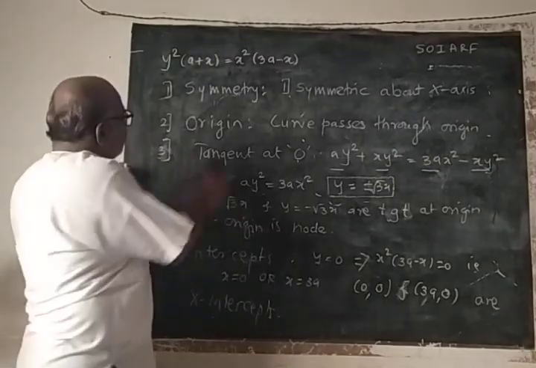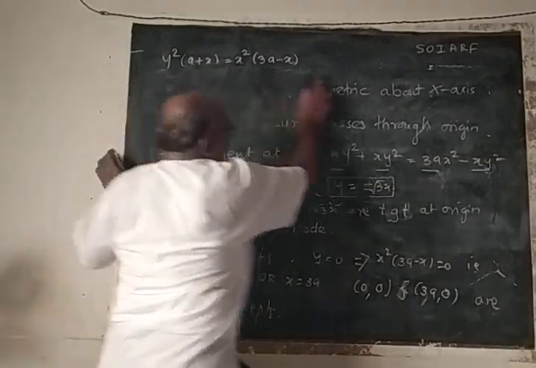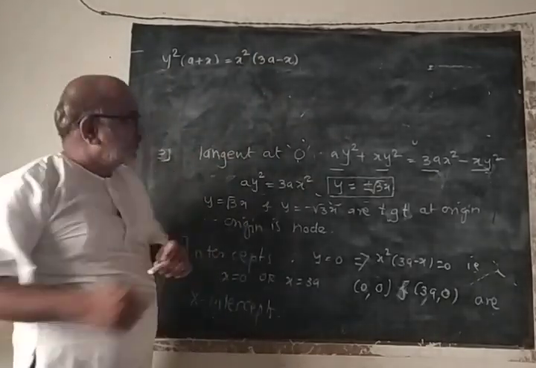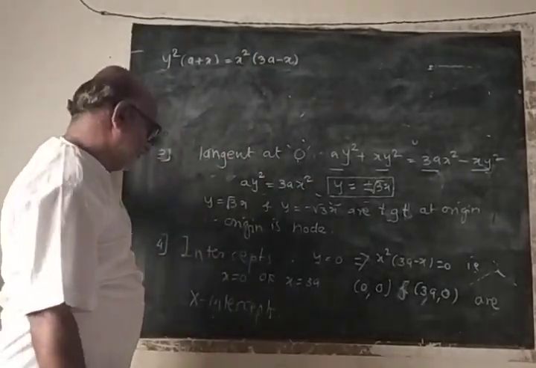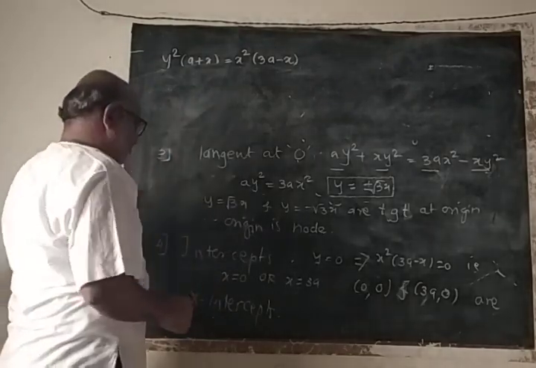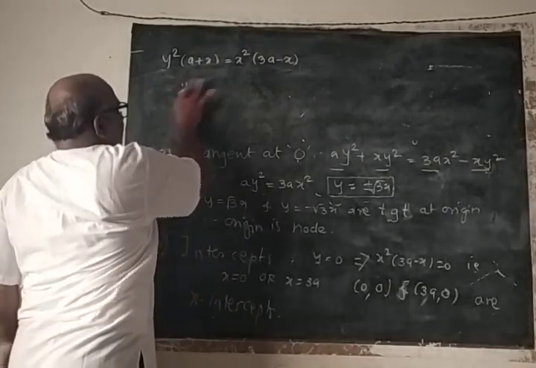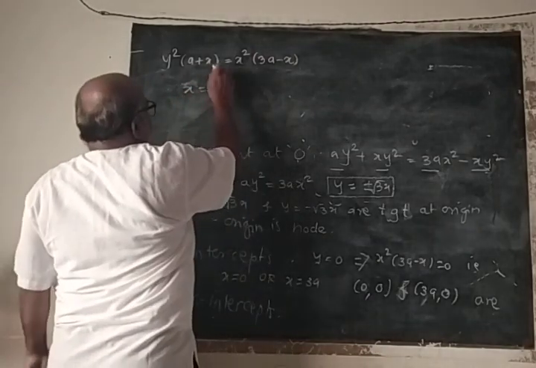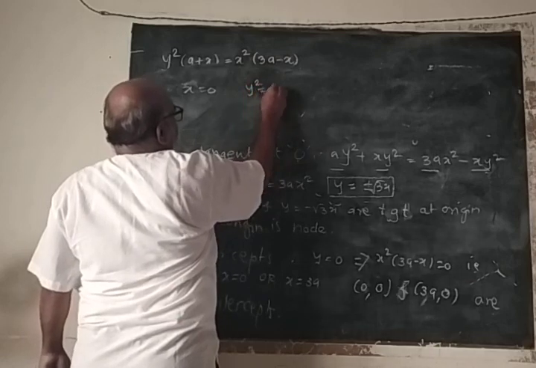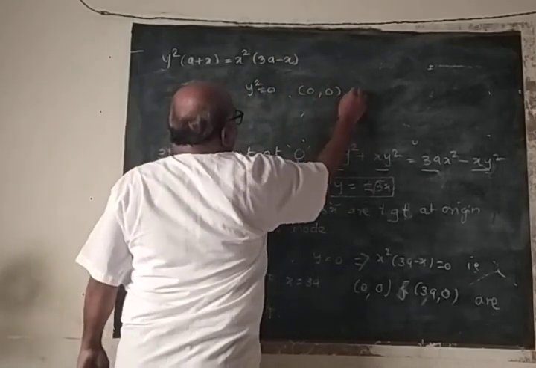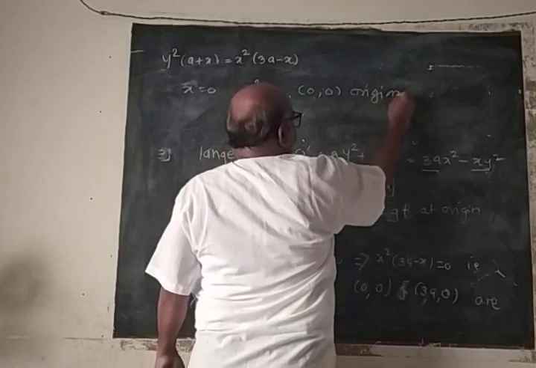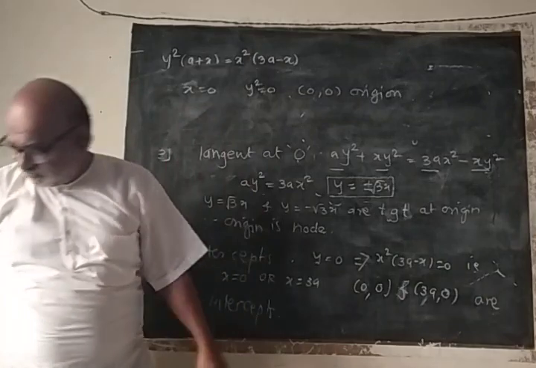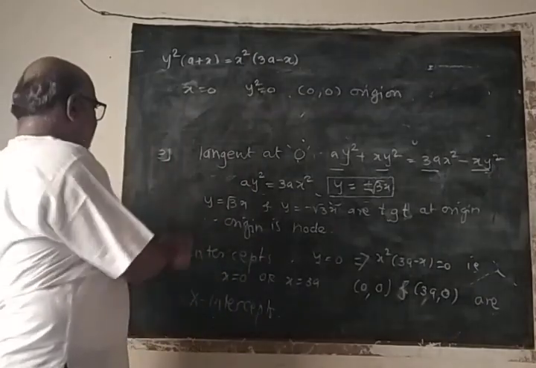On the same line, we will find y-intercepts. For that, substitute x equal to 0. If we substitute x equal to 0, we get y square equal to 0. That is 0, 0, origin only, which we have already mentioned as a point.